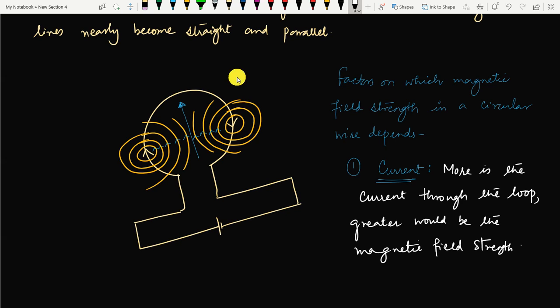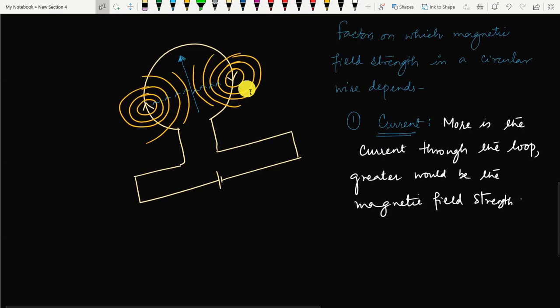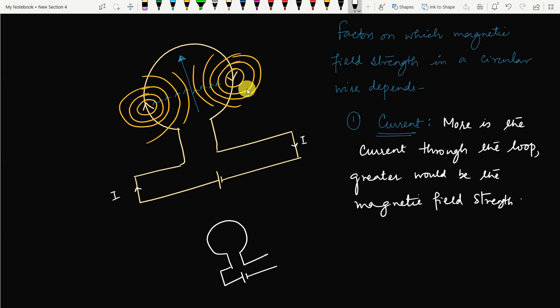What would be the second one? Let us try to see the diagram. If I make this loop of a smaller radius and I keep the same current, मान लो I करंट फ्लो कर रहा है, पर हमने अभी क्या लिया, अब हमने इस लूप को छोटा रेडियस का कर दिया. If I make this loop of a smaller radius, what would happen? I am having the same current, the same conductor through which current is flowing. Now what is the difference in these two diagrams? The difference is the radius of the loop.